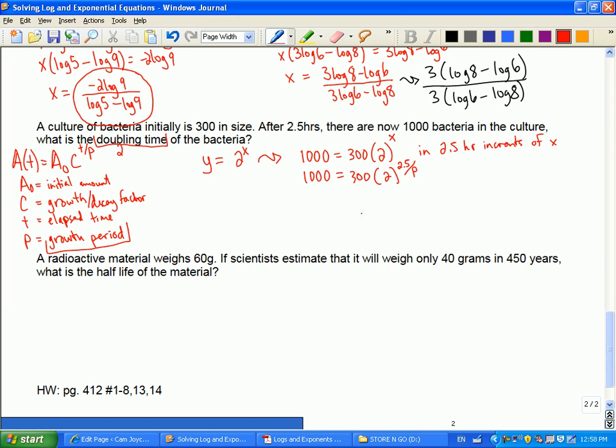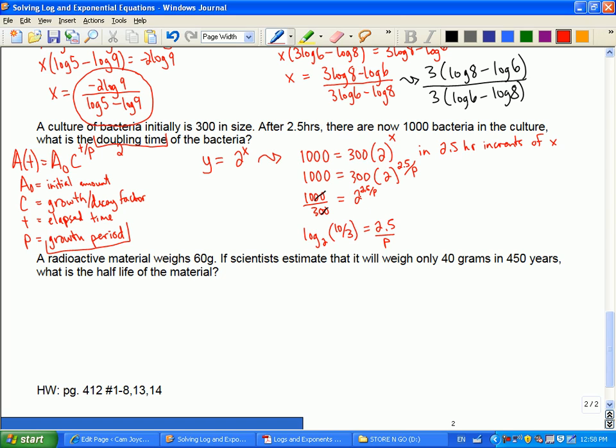Okay, so now we'll need logs because I'm trying to figure out what the exponent is. So we'll rearrange this. 1,000 divided by 300 is 2 to the 2.5 over p. And I can knock a few zeros off this. That's just 10 over 3. So log in base 2 of 10 over 3 is equal to 2.5 over p.